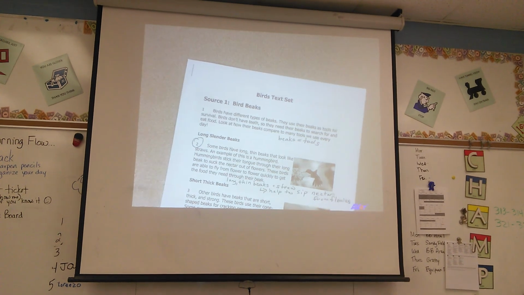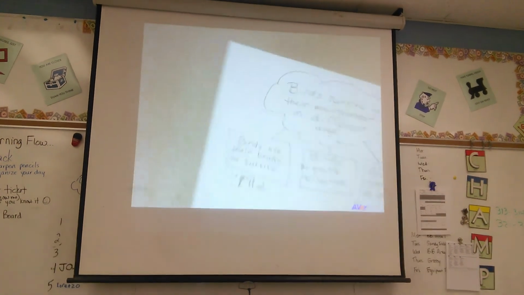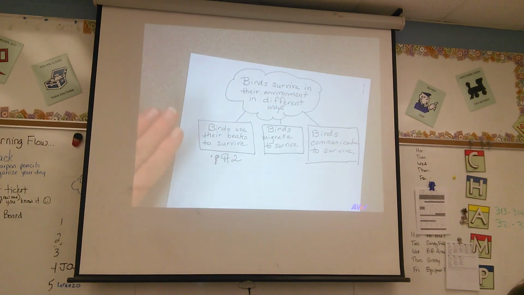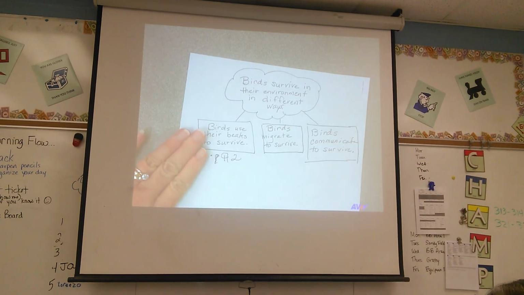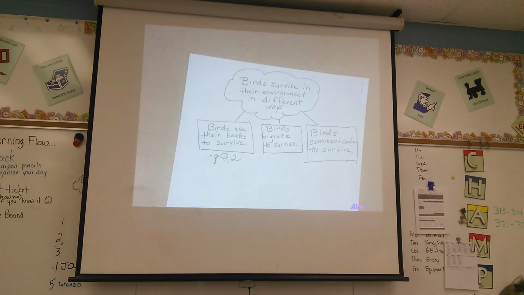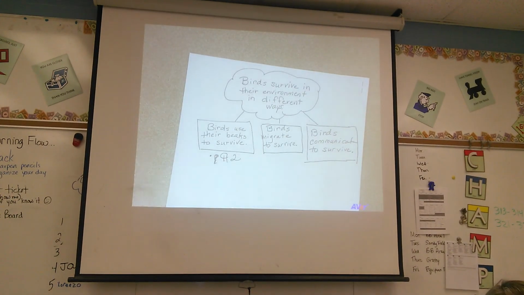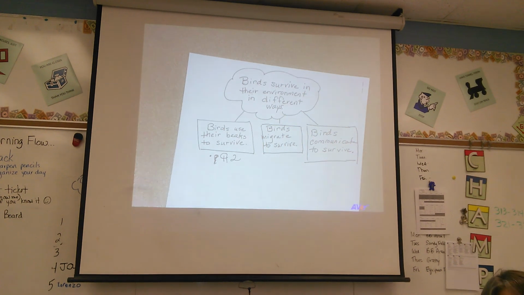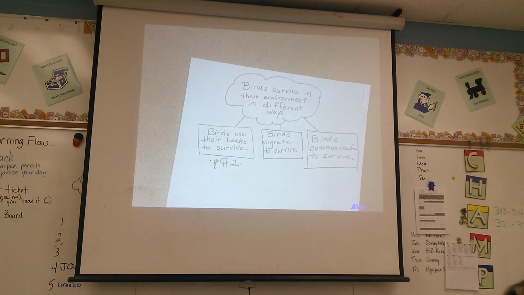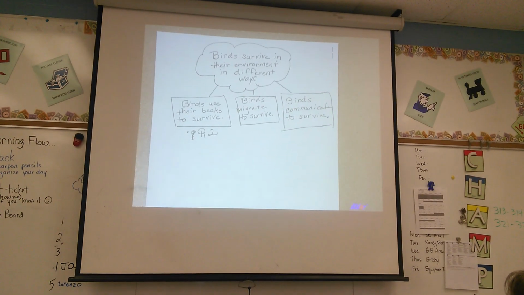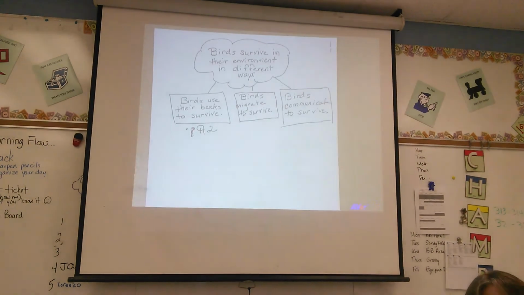Okay, so your next task is going to be to find your details. You have to reread the text set. This time with your lens on trying to find details to support your main idea. Okay, so go ahead and do that. Turn to your text set and start reading and finish your plan.